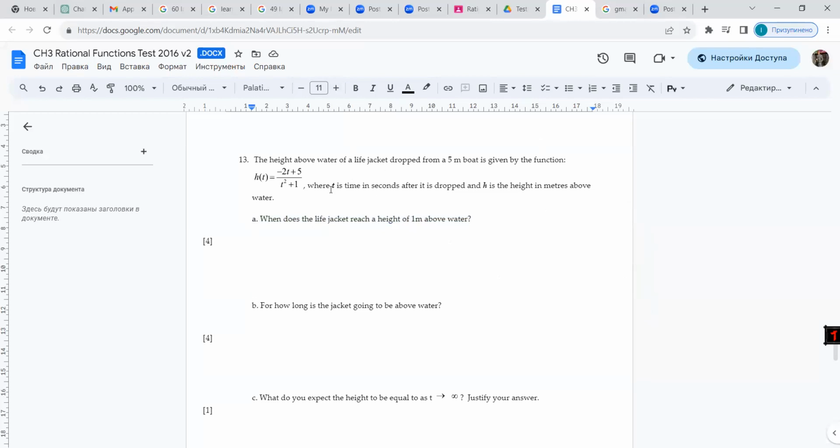Similar to what I just did before, but now the height above the water of a life jacket dropped from a 5 meter boat is given by the function, where t is time in seconds after it is dropped and h is the height in meters above the water. When does the life jacket reach a height of 1 meter above the water? So basically what they ask is, what is the t value when h of t equals 1? So basically this equals negative 2t plus 5 divided by t squared plus 1.